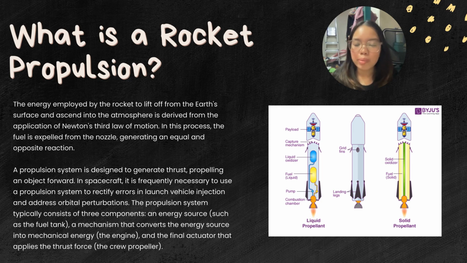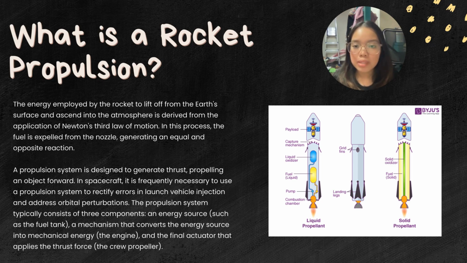What is rocket propulsion? The energy employed by the rocket to lift off from the Earth's surface and ascend into the atmosphere is derived from the application of Newton's third law of motion. In this process, the fuel is expelled from the nozzle, generating an equal and opposite reaction.